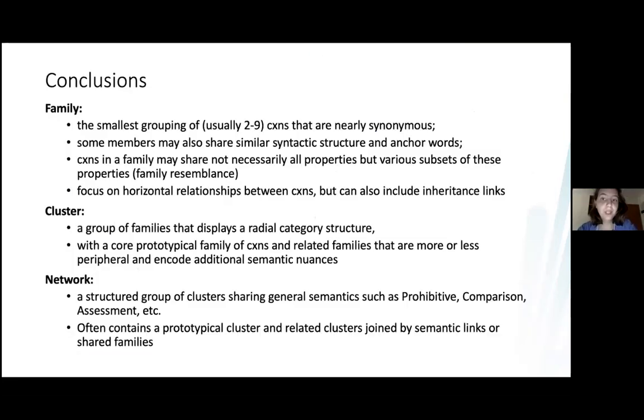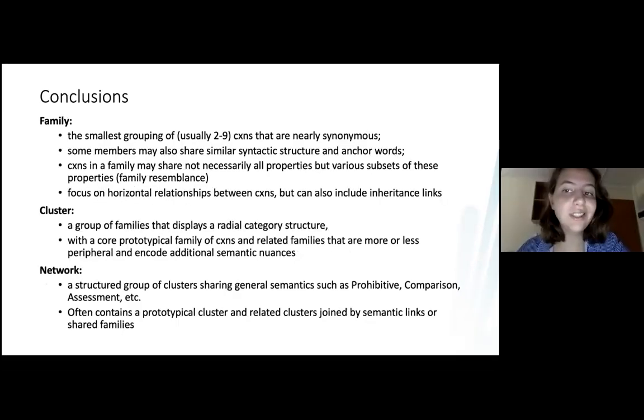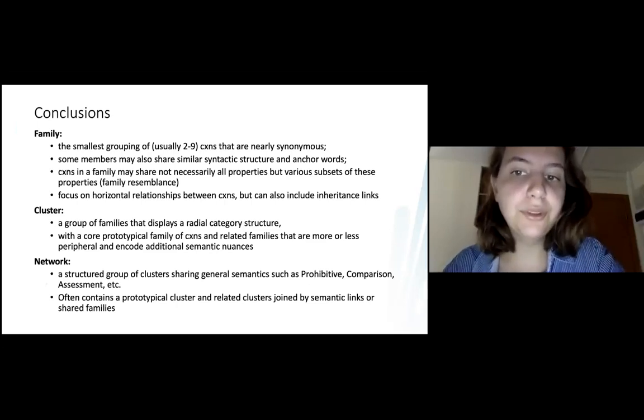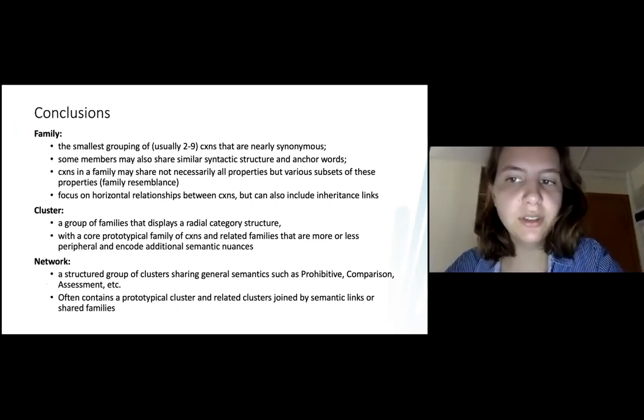Let us conclude. Summing up, we propose to analyze constructions in terms of meaningful groupings at 3 levels: families, clusters, and networks. A family would be the smallest grouping of usually 2 to 9 constructions that are nearly synonymous. We find that some members may also share similar syntactic structure and anchor words, but what's important is that constructions in a family may share not necessarily all properties, but various subsets of these properties. We focus on horizontal relationships between constructions, but can also include inheritance links sometimes.